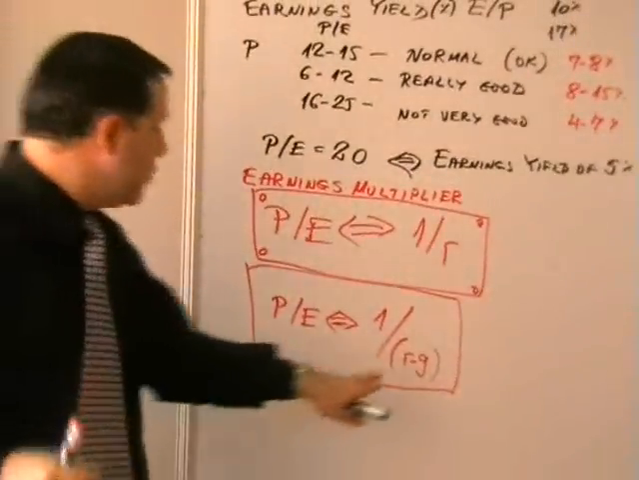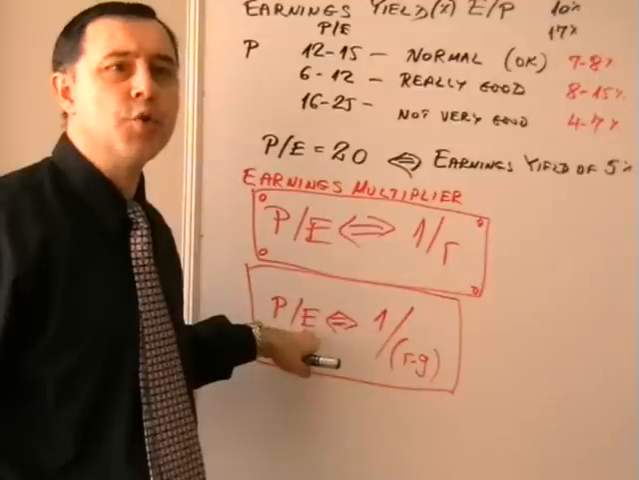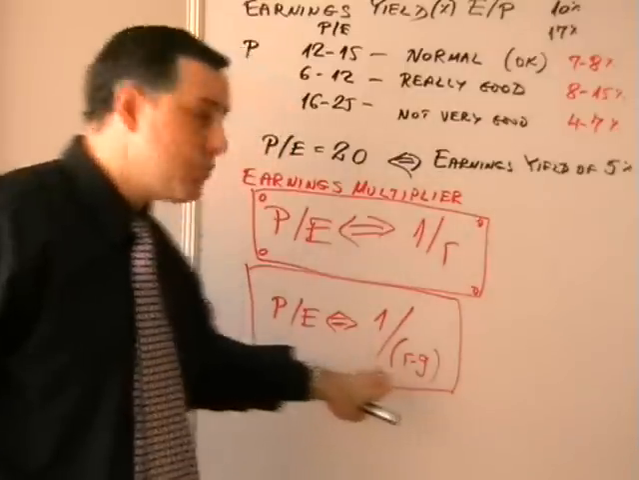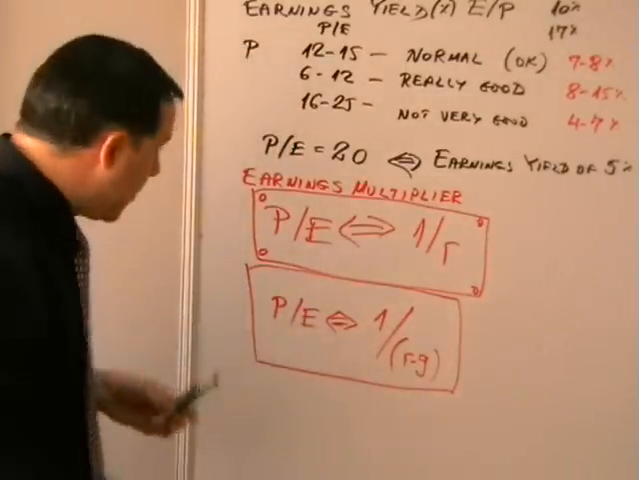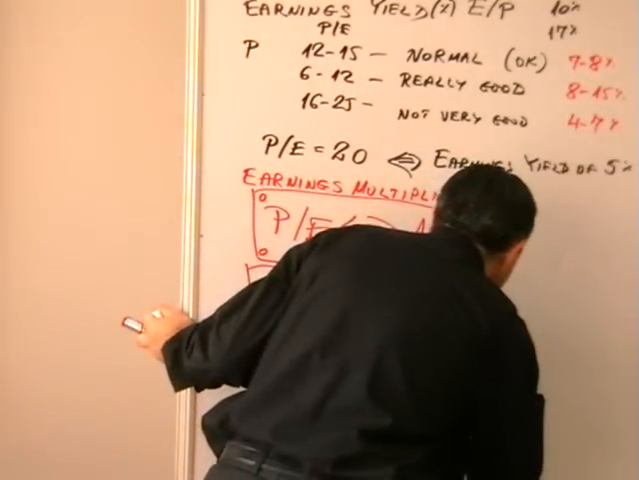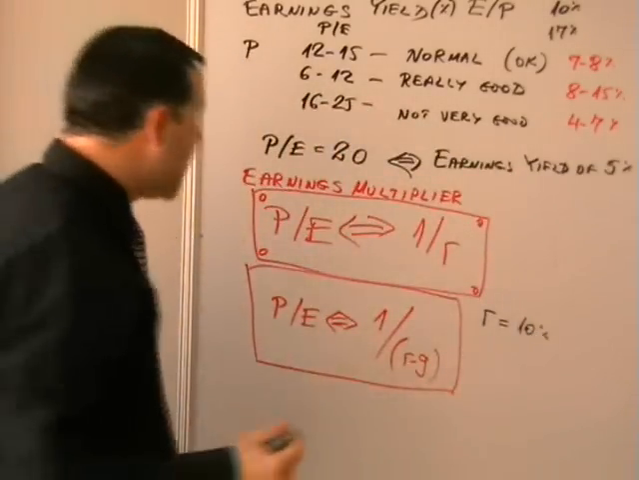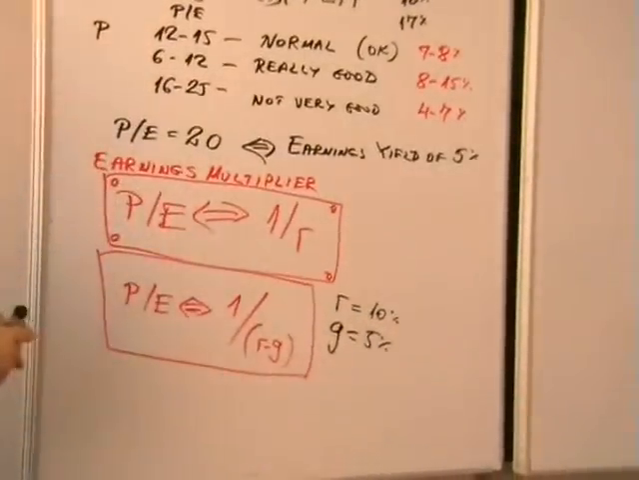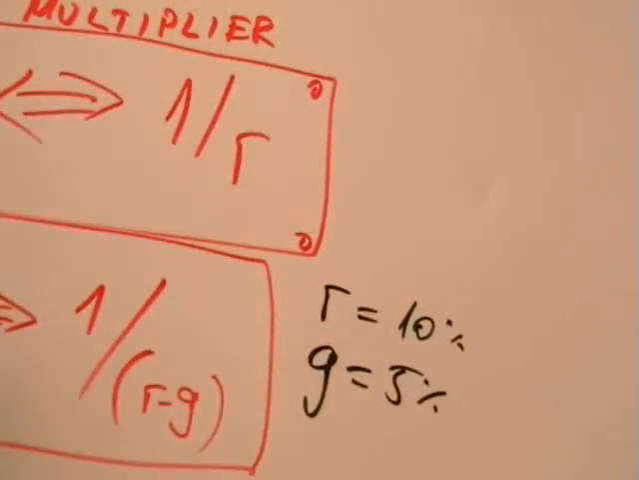So if you have G, what does it mean for price earnings ratio? Is it going up or is it going down? If you have G, what does it imply for price earnings ratio? Up. Alright, so let's try to do the example. R is equal to 10%. So your required return is 10%, and G is, let's say, 5%. If you have no growth, what's the PE ratio?